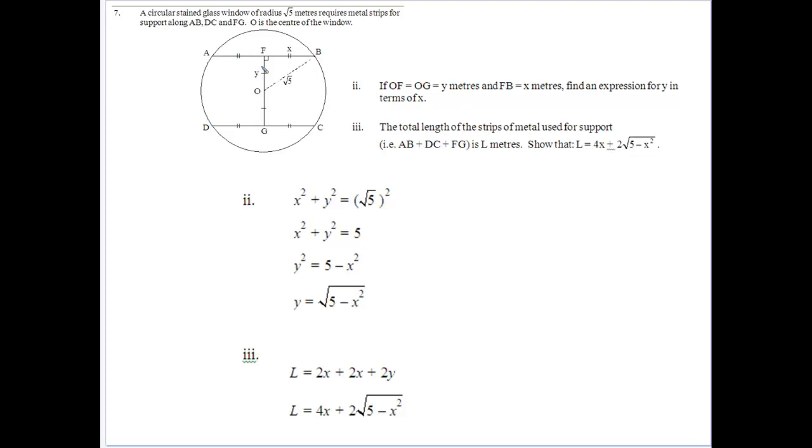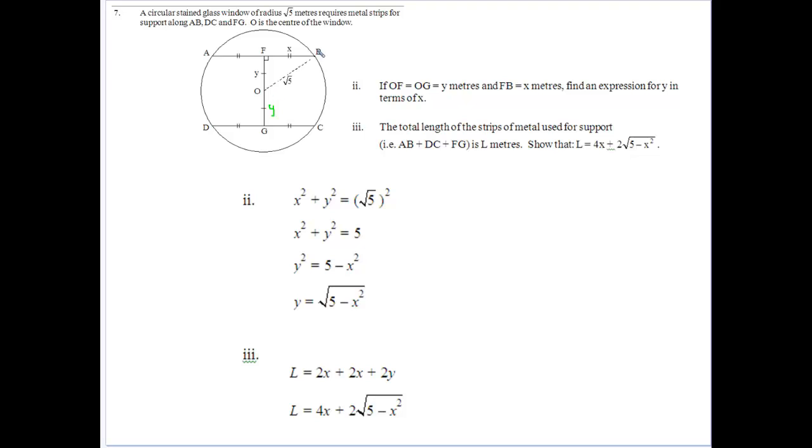So again, what the question wants you to do, the first part here, the first part we've left out there. We just want this part here to work with. So OF and OG is equal to Y. So we can see OF, OG, both equal to Y there. And FB is equal to X. Find an expression for Y in terms of X.